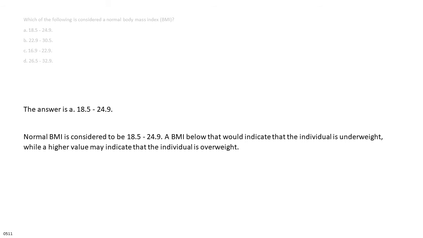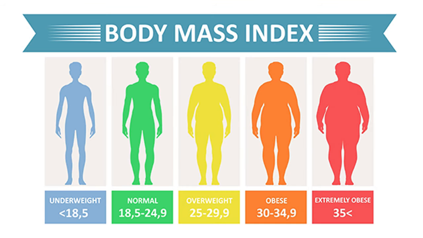The answer is A. 18.5 to 24.9. Normal BMI is considered to be 18.5 to 24.9. A BMI below that would indicate that the individual is underweight, while a higher value may indicate that the individual is overweight.